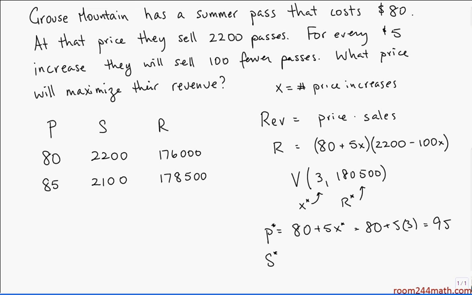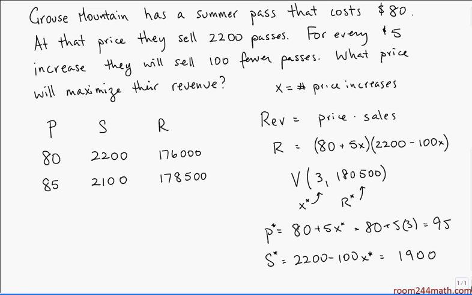And if we want S star, the sales that maximize revenue, well, that's going to be 2200 minus 100 x star, which is 2200 minus 300, which is 1900. And we could have got that 1900 another way. We could have just taken the revenue, 180,500, and divided it by the price. That should tell us the number of passes that we sold. So we know that the maximum revenue is going to be achieved at a price of $95.